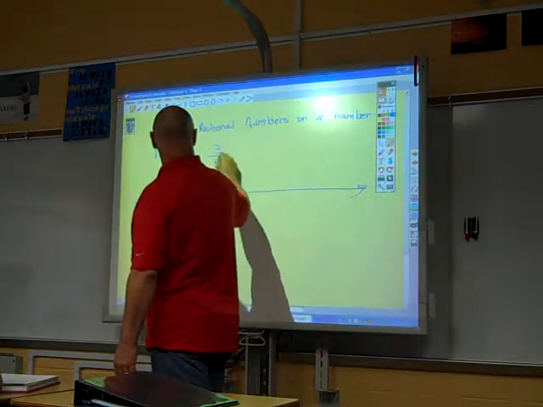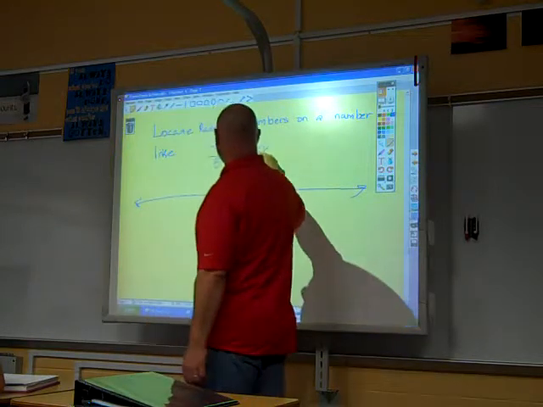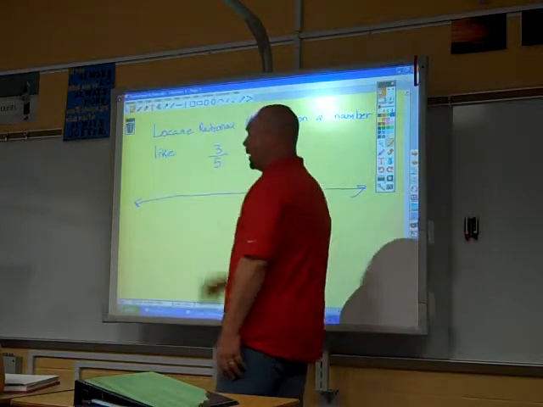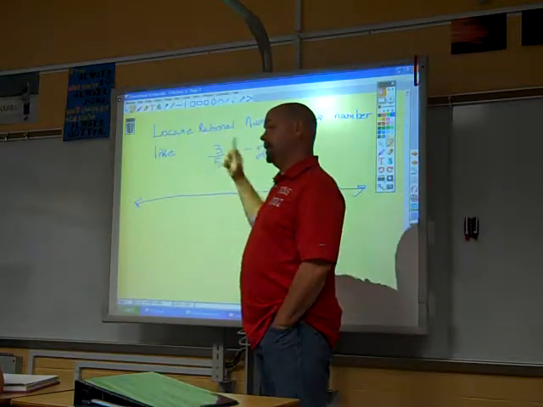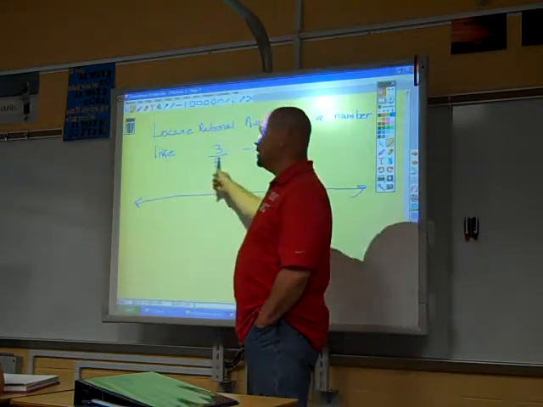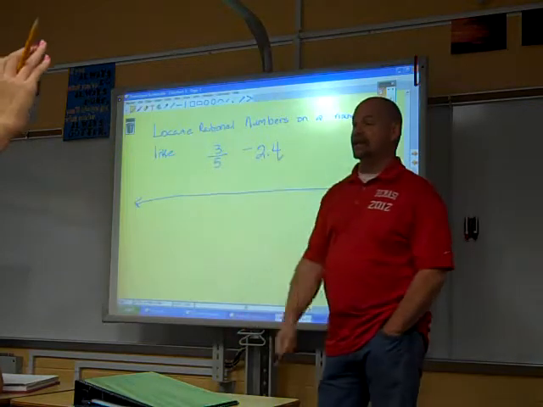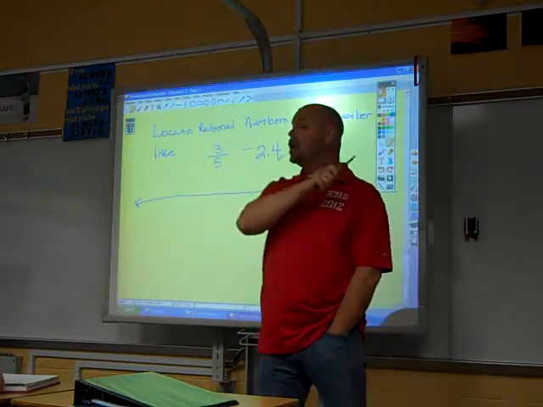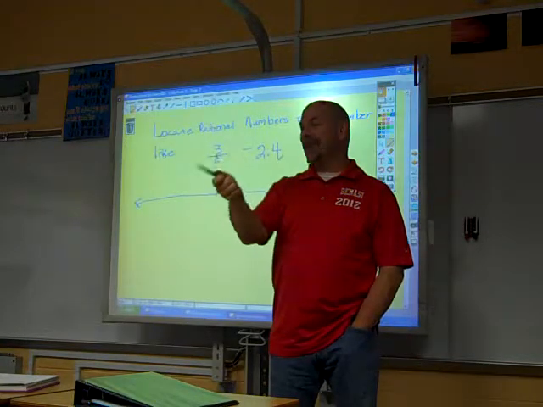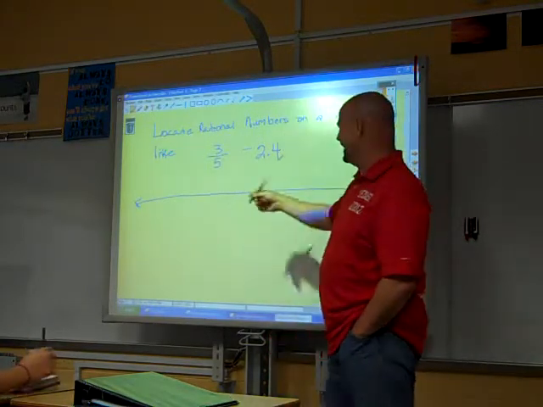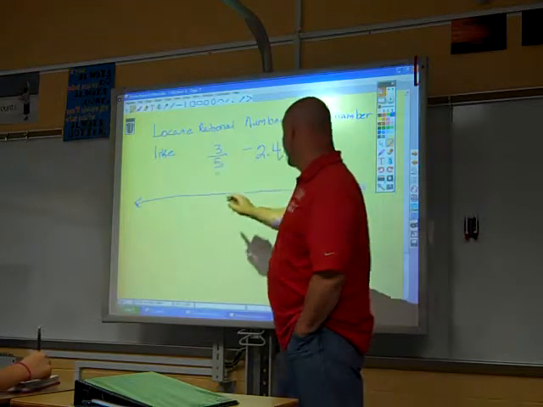3/5 and negative 2.4, was it? Yeah. Okay. So what two numbers is this point between? This one here. That fraction. Between 0 and 1.